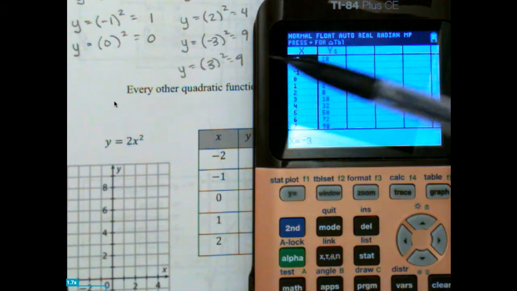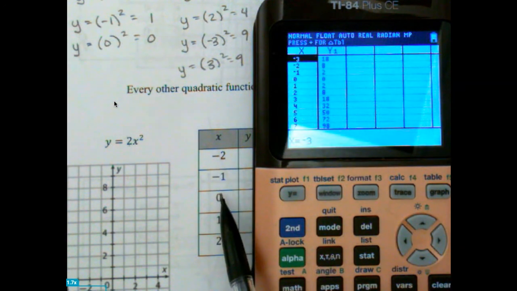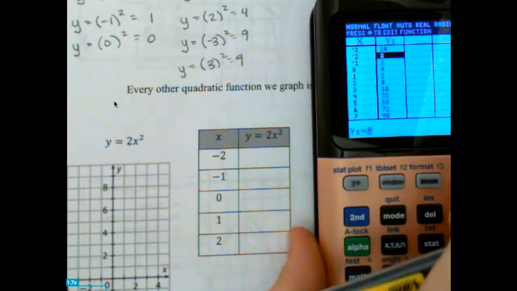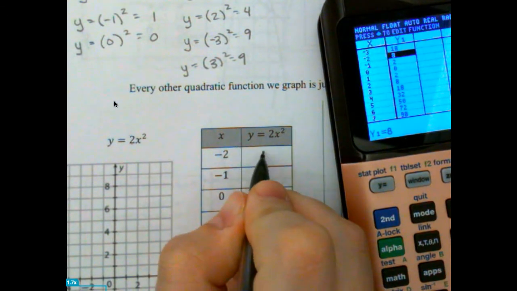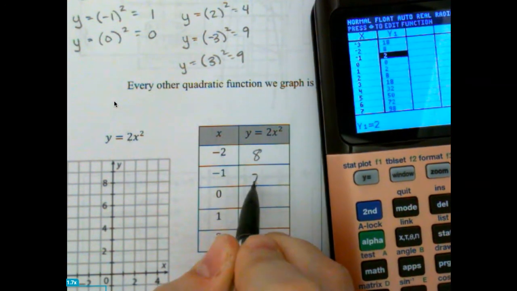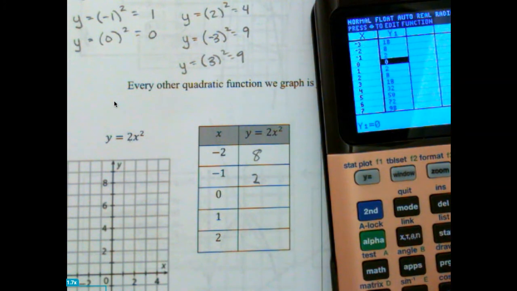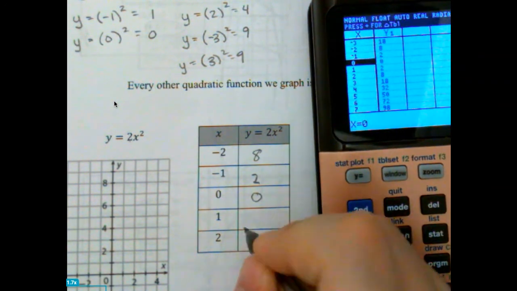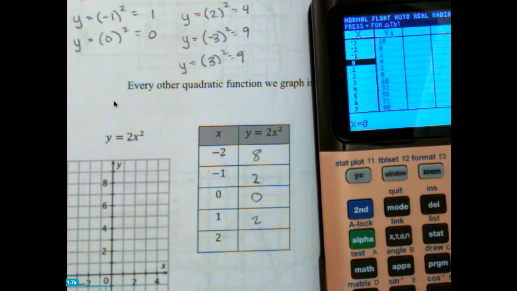On this problem, I'm giving you x values starting at -2, so I'm going to scroll down to -2, and what's its matching y value? 8. So I know that at -2, my y value is 8, so I can write that in there. Scroll down again, at -1, my y value is 2. At 0, it's 0. At 1, it's 2. And at 2, it's 8.